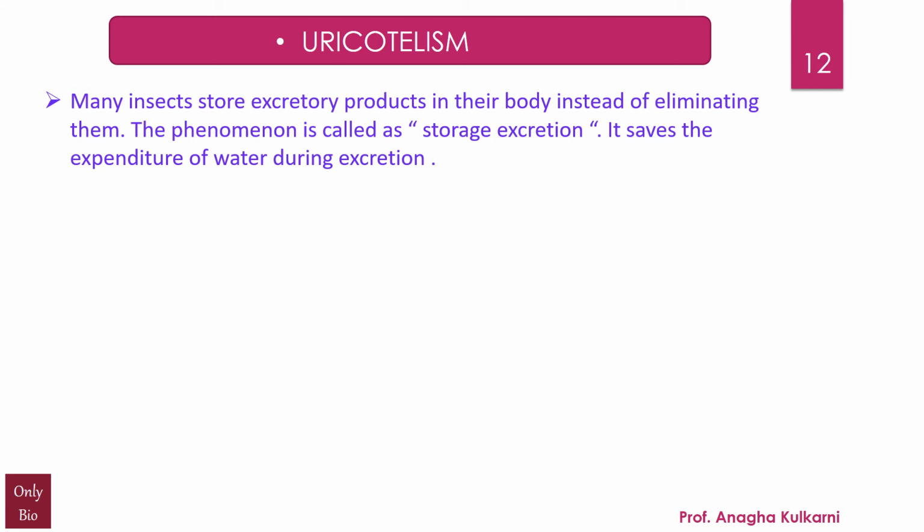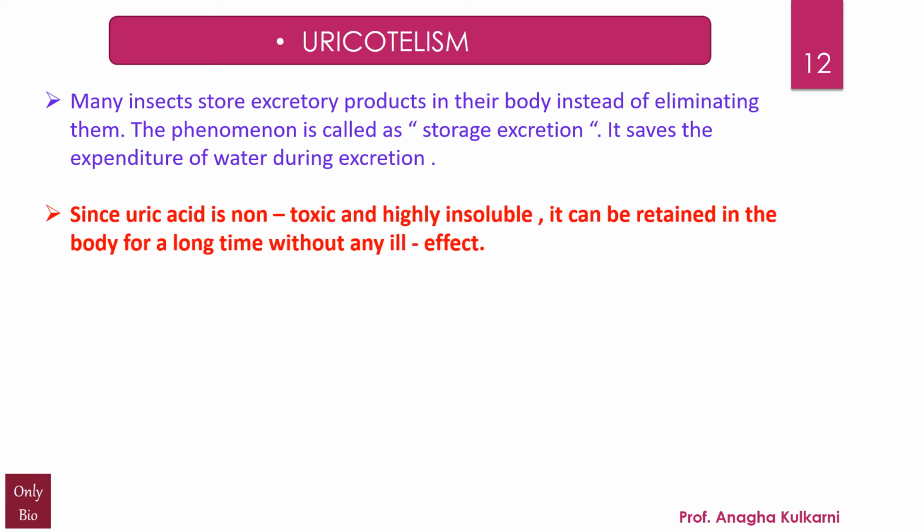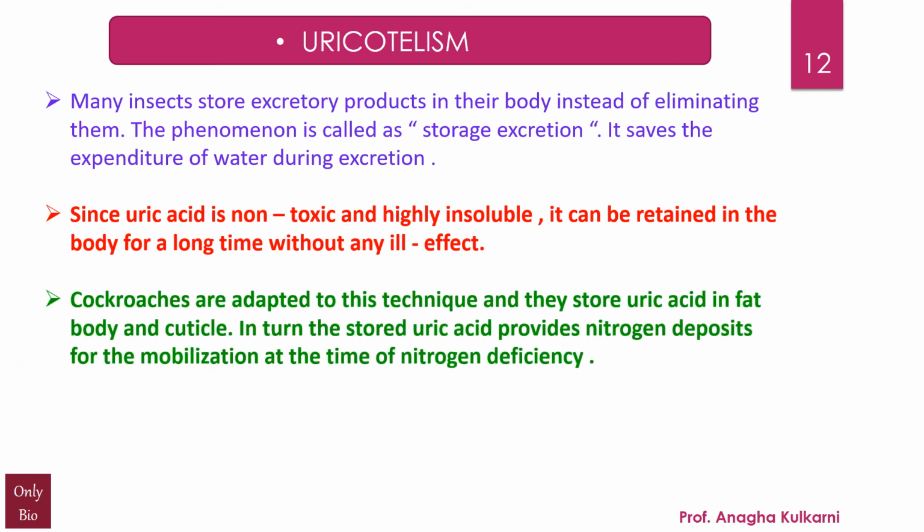Many insects store excretory products in their body instead of eliminating them. This phenomenon is called storage excretion. Friends, this point is nowhere there in our textbook, so please, it's advisable to note it down. It saves expenditure of water during excretion. Since uric acid is non-toxic and highly insoluble, it can be retained in the body for a long time without any ill effect. Cockroaches are adapted to this technique and they store uric acid in the fat body and the cuticle.